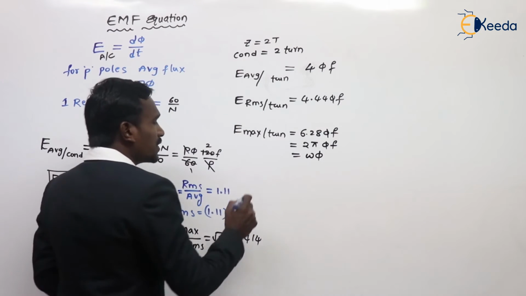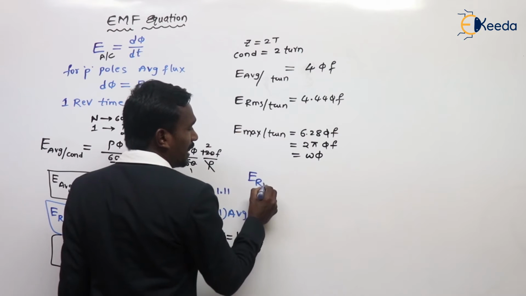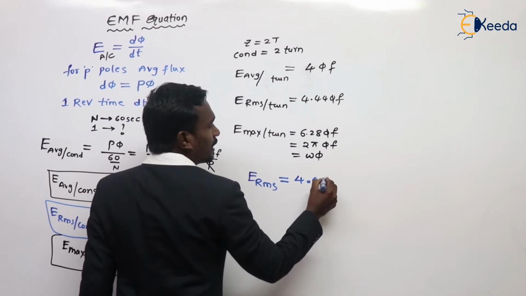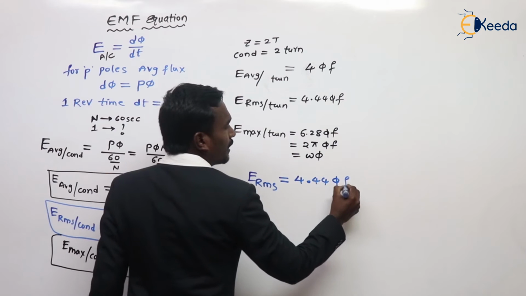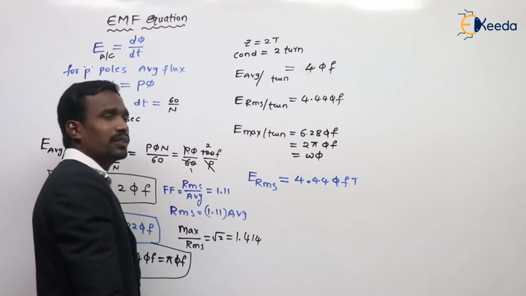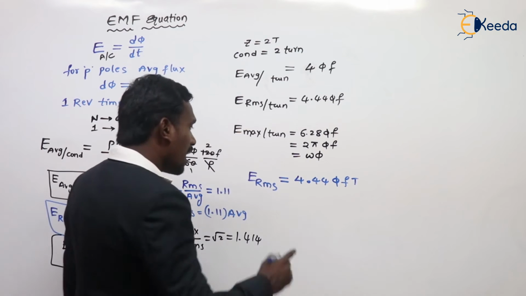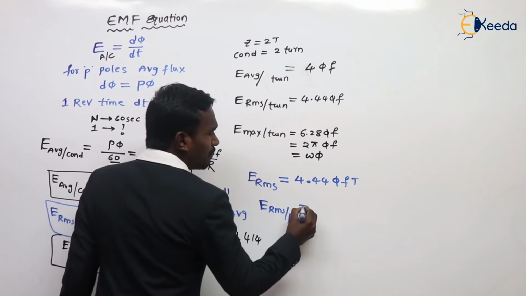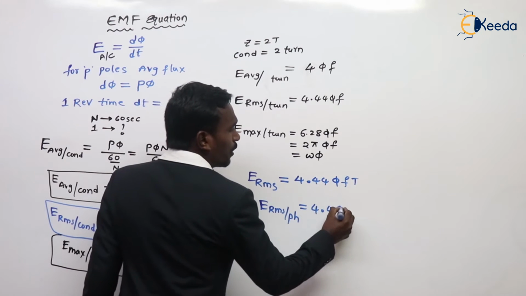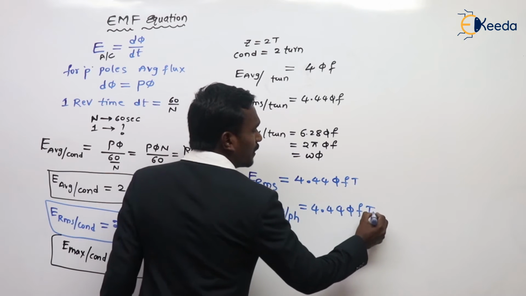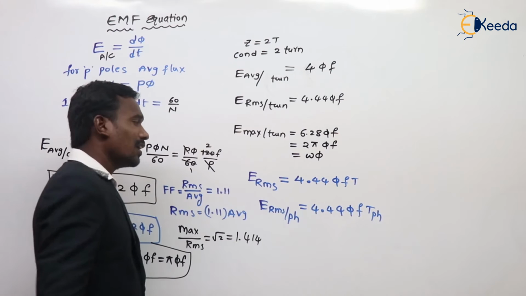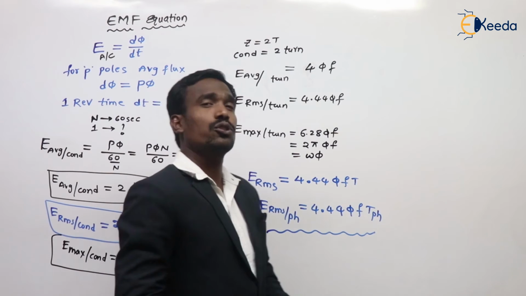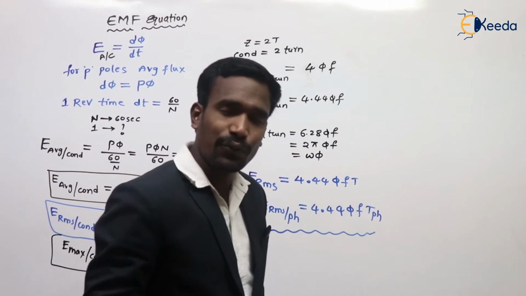Sir, then what? Generally we are taking E RMS. So can you tell me what is the E RMS value? The total E RMS is equal to 4.44 phi F T, number of turns. If they ask you the question, I want E RMS per phase, E RMS per phase is equal to 4.44 phi F T per phase. This is the final EMF equation: E RMS per phase is equal to 4.44 phi F T per phase.